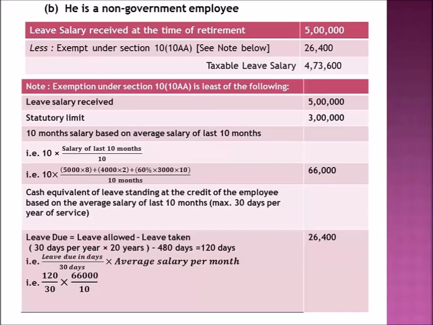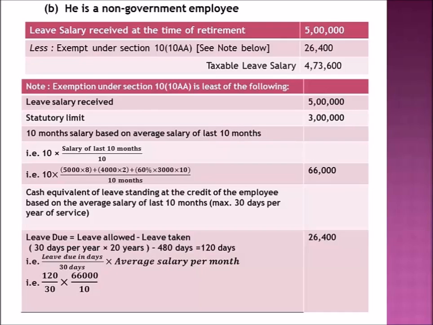First of all, we calculate the leave due, which is equal to leave allowed minus leave taken. The leave allowed was 30 days per year and he was in service for 20 years. So 30 days into 20 years is 600 days which were allowed as leave to the employee, and it was given that he availed leave of 480 days. So the remaining leaves will be encashed. So the remaining leaves is 120 days.